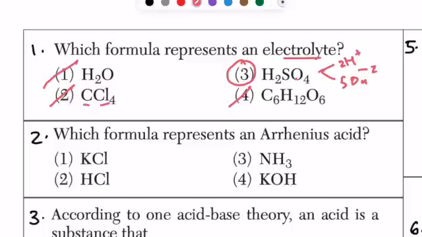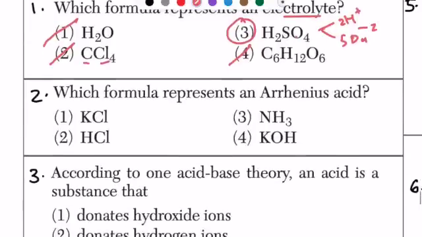Which formula represents an Arrhenius acid? So Arrhenius said that an acid is something that breaks into hydrogen or hydronium as the positive ion. So we are looking for something that can produce hydrogen ion. So that will be HCl3.